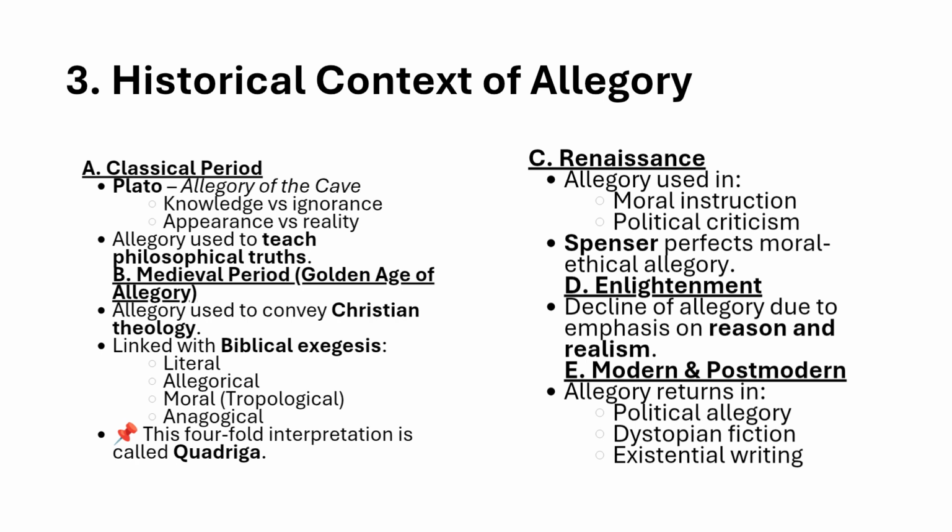C. Renaissance. During the Renaissance, allegory was used for moral instruction and political criticism. Edmund Spenser perfected moral and ethical allegory. D. Enlightenment. In this period, allegory declined. Why? Because writers focused on reason, logic, realism. E. Modern and postmodern period. Allegory returns again, especially in political allegory, dystopian fiction, existential writing. So allegory never dies, it only changes form.